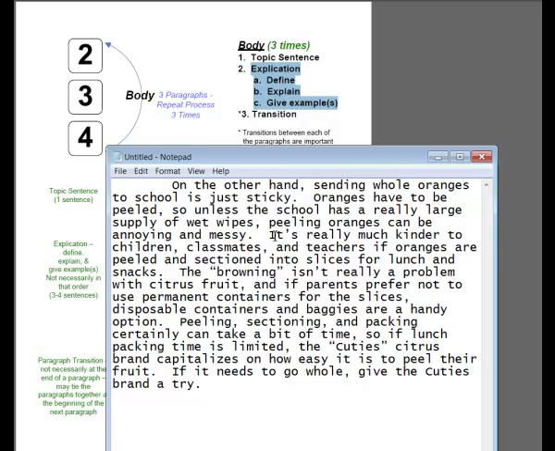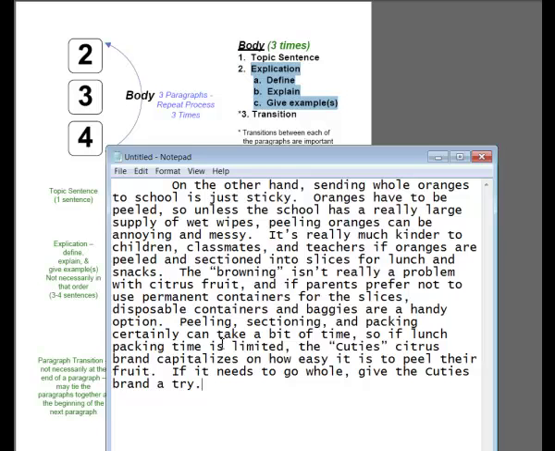It's really much kinder to children, classmates, and teachers if oranges are peeled and sectioned into slices for lunch and snacks, as opposed to what we said earlier about the apples and moving on to the browning. That isn't really a problem with citrus fruit. And if parents prefer not to use permanent containers for the slices, disposable containers and baggies are a handy option. Remember we talked about not bringing those apple cores home.